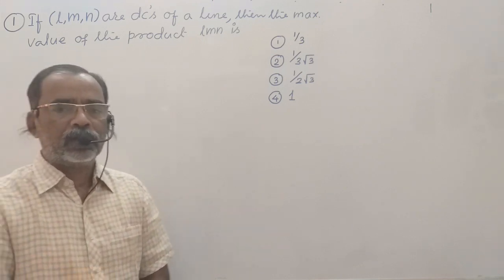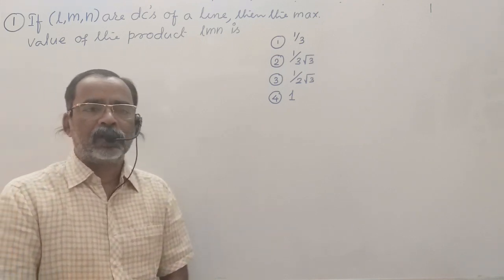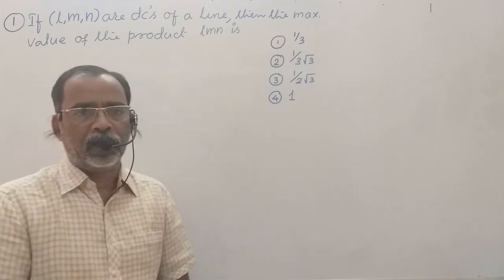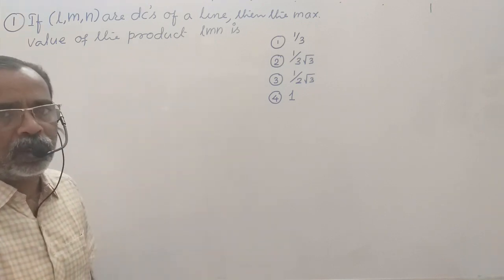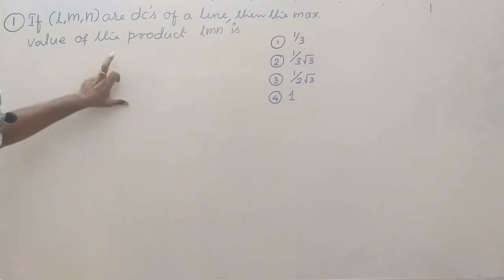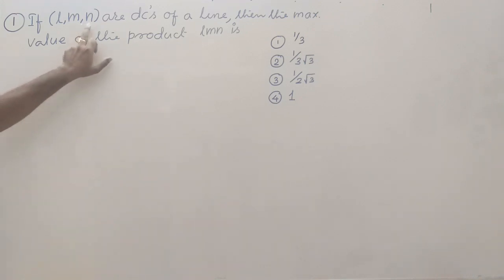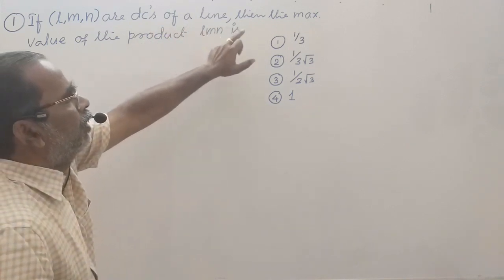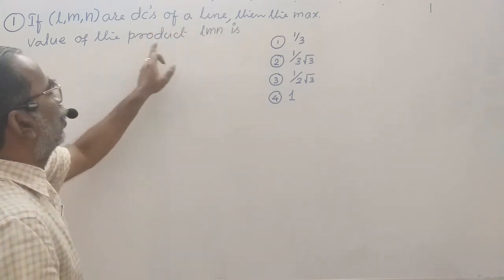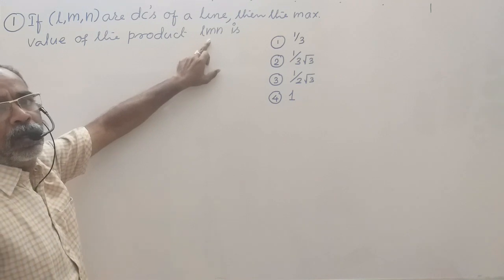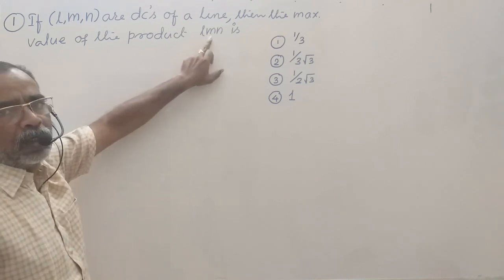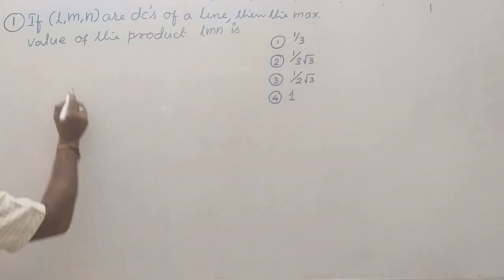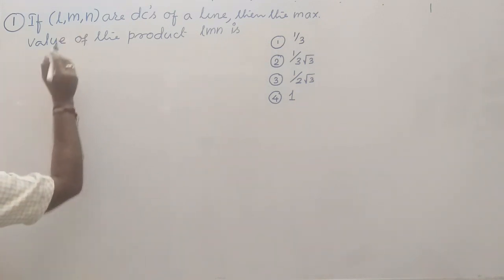Good morning, students. Today we will discuss some problems of JEE Mains and Advanced on the chapter direction ratios and direction cosines. Question number 1. If l, m, n are direction cosines of a line, then find the maximum value of the product lmn. These are the options. So we will solve this problem.